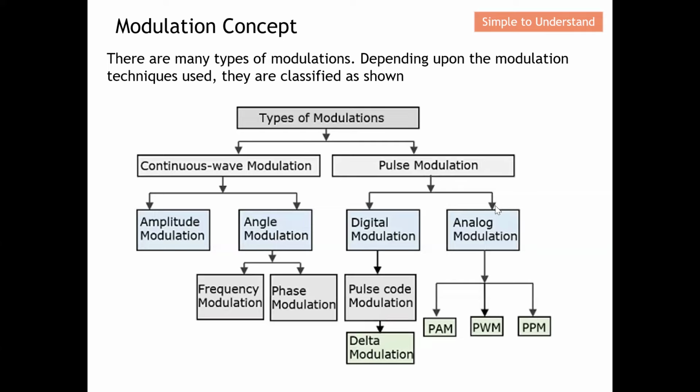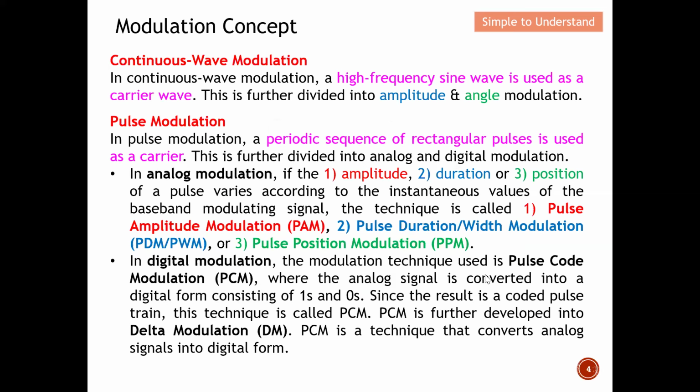As for analog modulation under the pulse modulation, we have PAM, PWM, and also PPM. Basically, this will be the amplitude, this will be the width, this will be the position of the pulse. Again, all of this we are going to revisit on the next slides. In this video, again, I would like to emphasize that we are going to concentrate on continuous wave modulation. In continuous wave modulation, a high frequency sine wave is used as a carrier. This is further divided into amplitude modulation and also angle modulation, which consists of frequency modulation and also phase modulation.